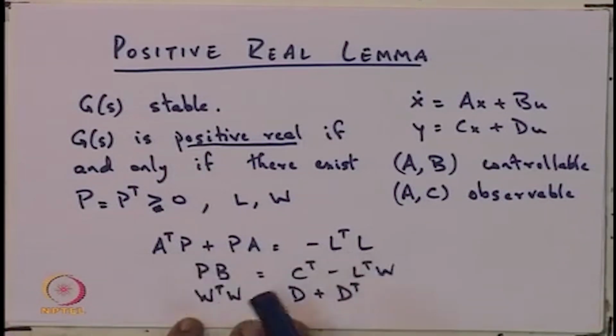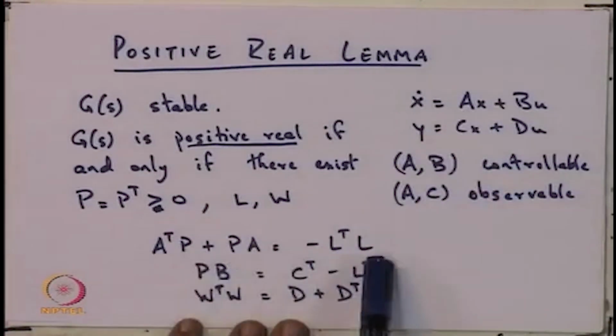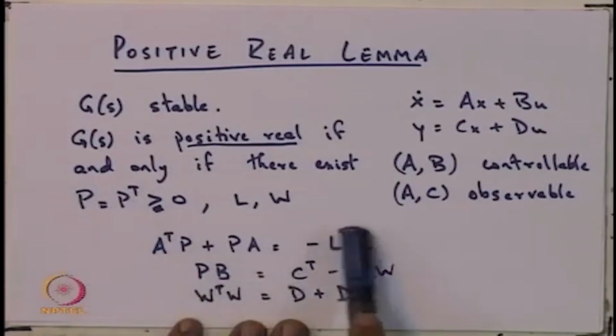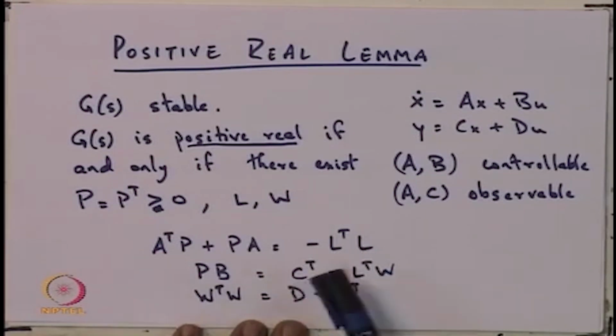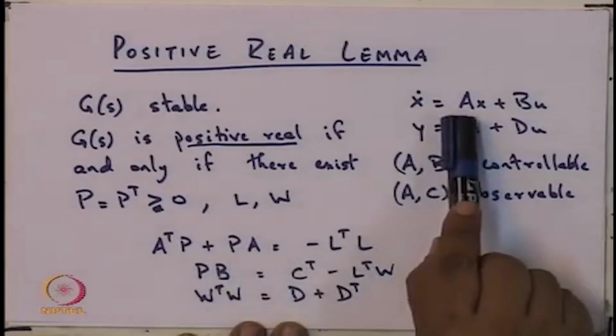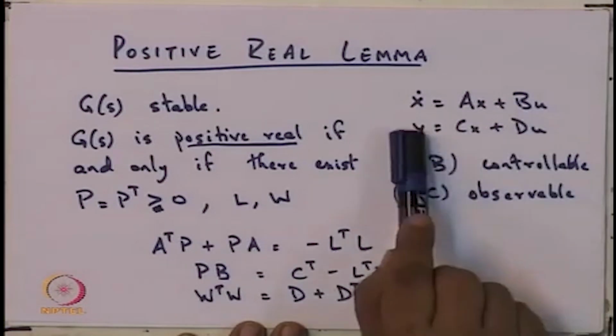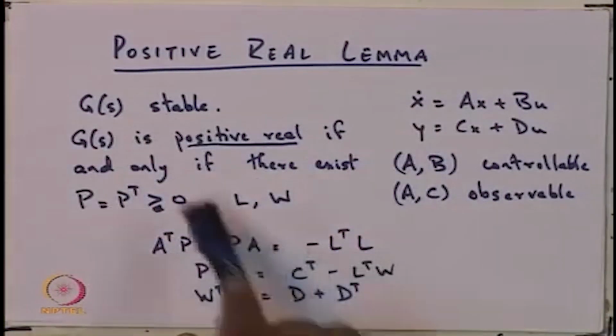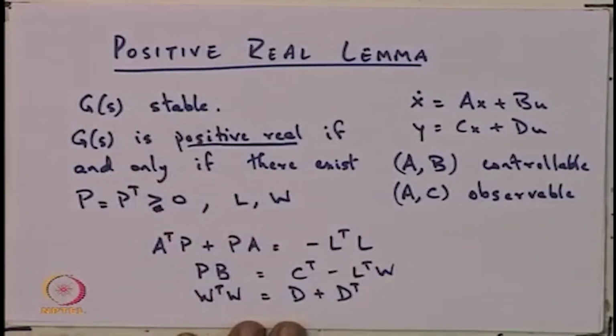Now, if you look at this first equation, this is the Lyapunov equation. What we are saying is, using this A, you write down the Lyapunov equation, and with a positive definite matrix P, you are ending up with something which is negative semi-definite. Now, it is well known that this is only possible if the matrix A is Hurwitz. So, if the matrix A is Hurwitz, then the resulting transfer function is stable. So, the first equation already shows us that G(s) is stable.